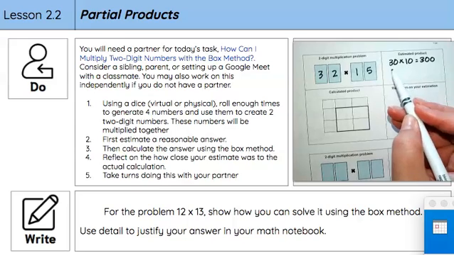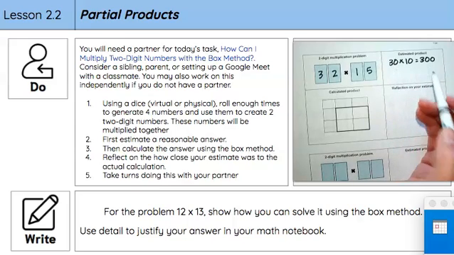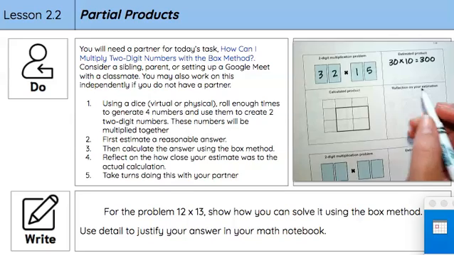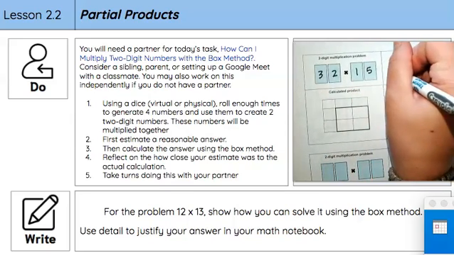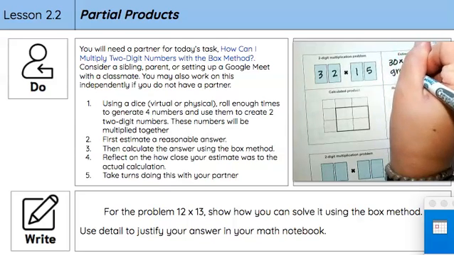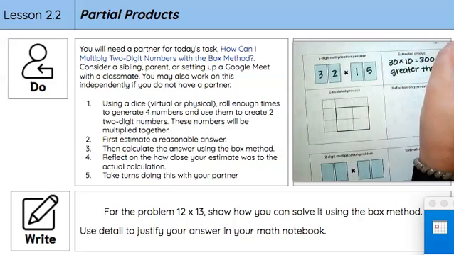So remember, when we're estimating, we just need friendly numbers so we can quickly do this in our head. And since both of these numbers are larger than the numbers I picked, I know it's going to be greater than 300.